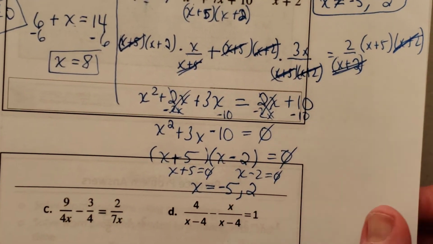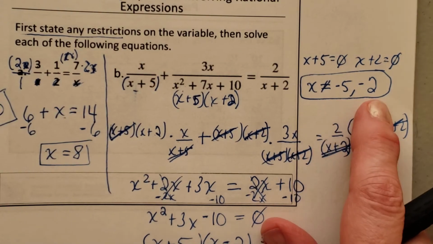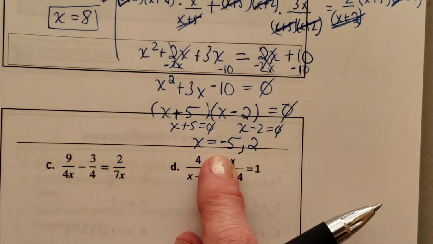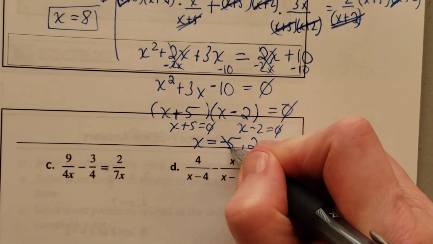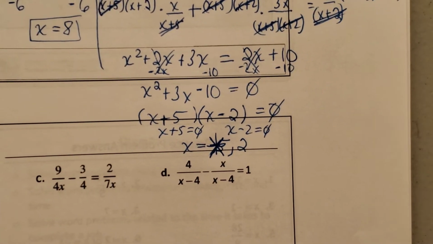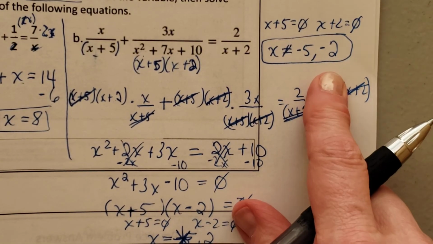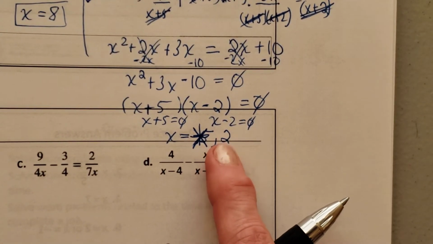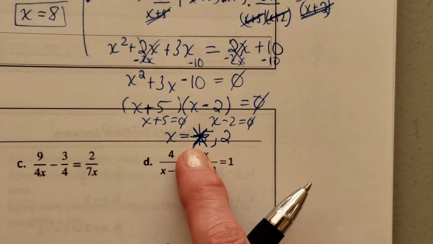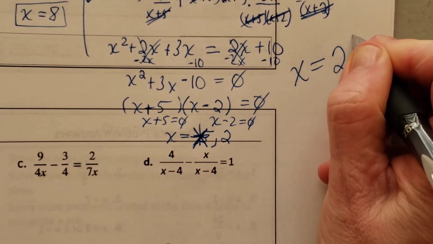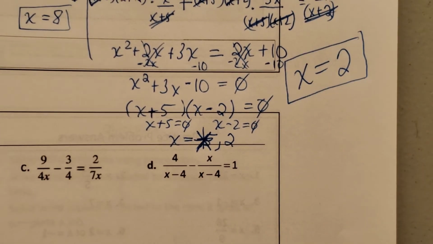X is not allowed to be -5 or -2. So if you notice, my answer is -5. Well, because of my restrictions, I have to get rid of this answer. I've already told myself I'm not allowed to get -5 as an answer. My other restriction was -2. Well, one of my answers was +2, so this one is okay. I have to get rid of the other answer because of my restrictions, which means the only value for x is 2.